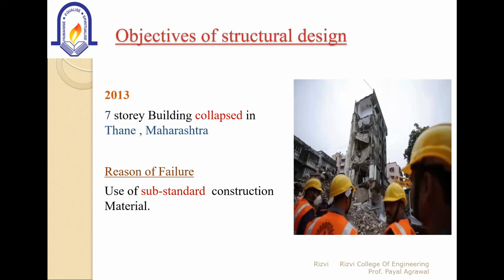Then you can see, in 2013, a 7-story building collapsed in Thane, and the reason for the failure was substandard construction material. They did not use proper material in the construction. That's why the building collapsed in Thane in 2013. So proper standard construction material is also the most important thing when you are going to design the building.